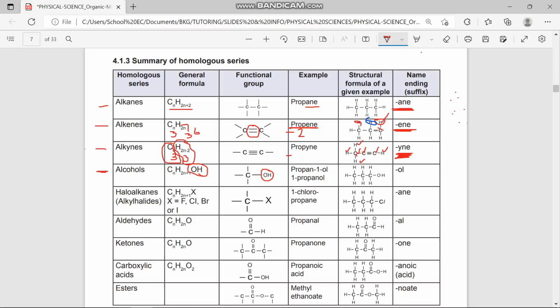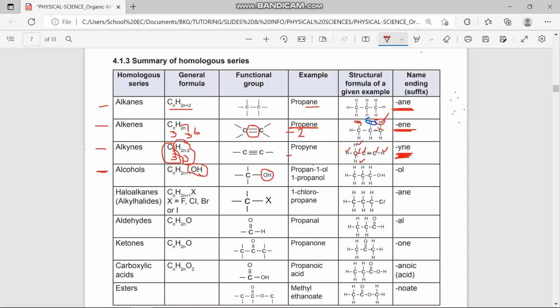An example of it is propan-1-ol, meaning that the OH is bonding with the very first carbon atom, the outlying carbon atom. So that's what 1-ol means: the OH is bonding with the very first C atom, which is outside.